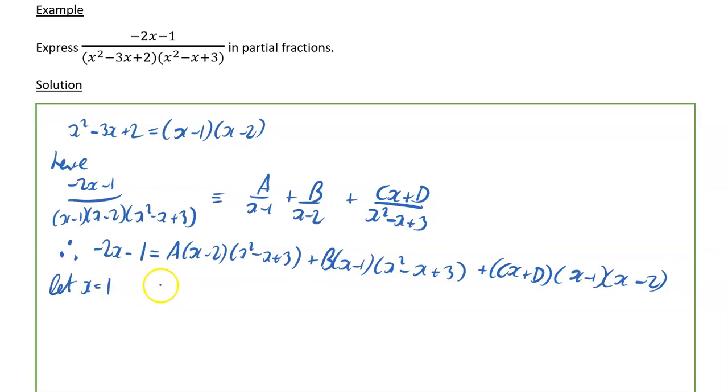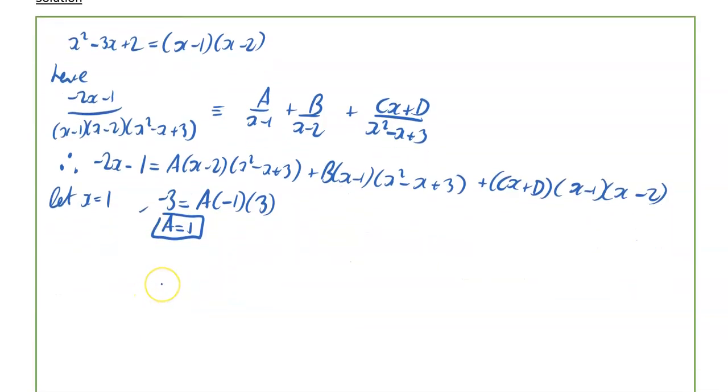And on my left-hand side, I'm going to get minus 3. And then on my right-hand side, I'm going to get a times, that's going to be 1 minus 2 is going to be minus 1. And then 1 squared minus 1 plus 3 is going to be 3. So you've got a wee bit of working out. A is equal to 1. I'll put that in a box. Nothing wrong with that.